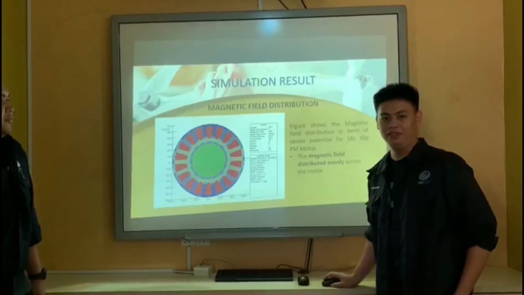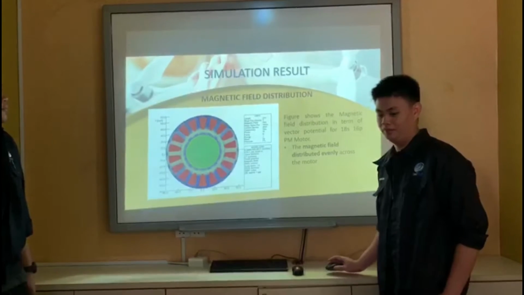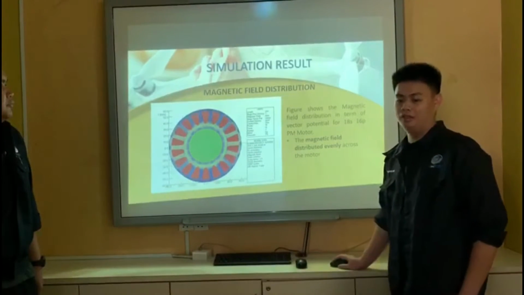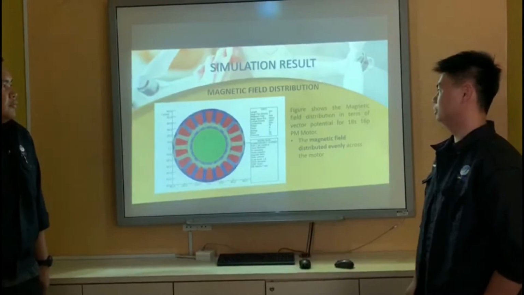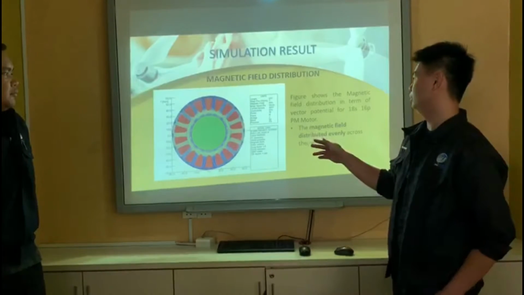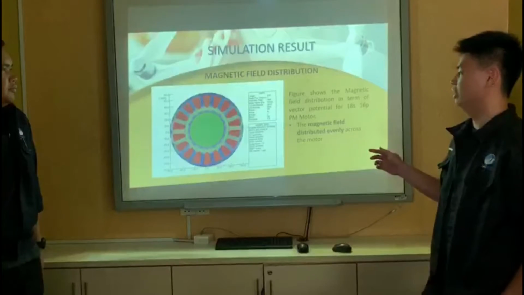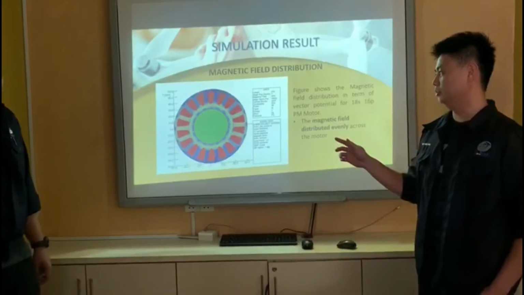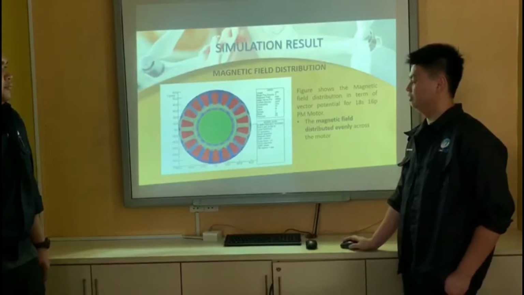Hello, I'm Kian, and today I'd like to explain the simulation results based on the design for the brushless DC motor, which we simulated in Opera 2D. The figure shows the magnetic field distribution across the brushless motor, and it shows that the magnetic field is distributed evenly across the motor. It shows that the pulling force across it is distributed evenly, so the motor can rotate very nicely.